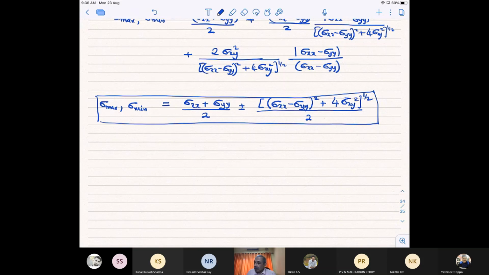And just as a check, you can tell me what is going to be the normal stress when sigma xy is equal to 0. If sigma xy is 0, then you can see that the term in the square root will just be plus or minus sigma xx minus sigma yy by 2. So you'll either get sigma xx or sigma yy as required. So let me end today with this, and I'll see you tomorrow.